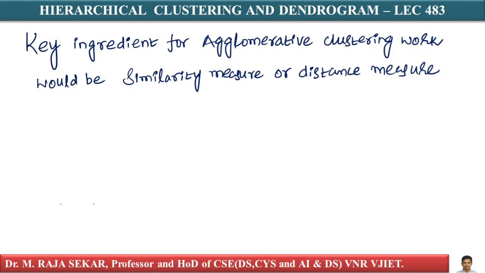So if you give me two clusters, I should be able to quantitatively measure similarity or distance, because we are grouping similar clusters or nearby clusters. So we need to have a sense of how to measure similarity or distance between the clusters. Once we have this, the algorithm is very good. It is straightforward, isn't it?